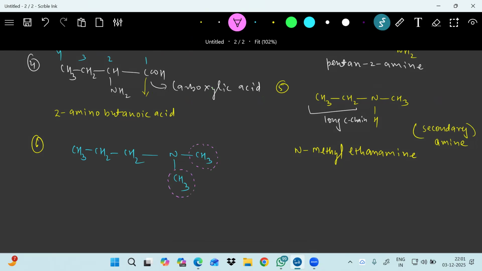Two methyl groups are attached to the nitrogen, and this carbon chain is the main carbon chain where we will put NH2. So this is N,N-dimethyl, and three carbons is propane, so propanamine. N,N-dimethylpropanamine. Any confusion? No, sir.